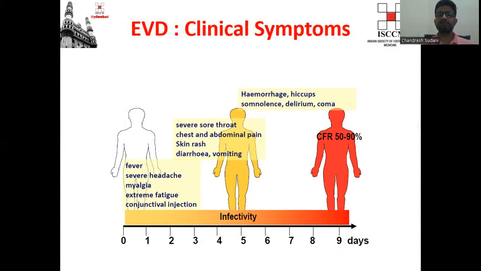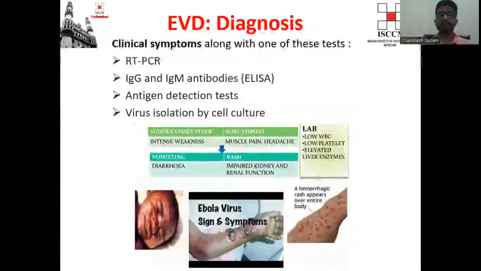Later on, they can get severe sore throat, chest or abdominal pain, skin rash, or diarrhea or vomiting. And later on, if the patient's condition worsens, they can have hemorrhagic manifestations along with altered sensorium, which can lead into coma. So diagnosis, again, the similar methods: RT-PCR, ELISA, antigen detection test, or virus isolation by cell culture.